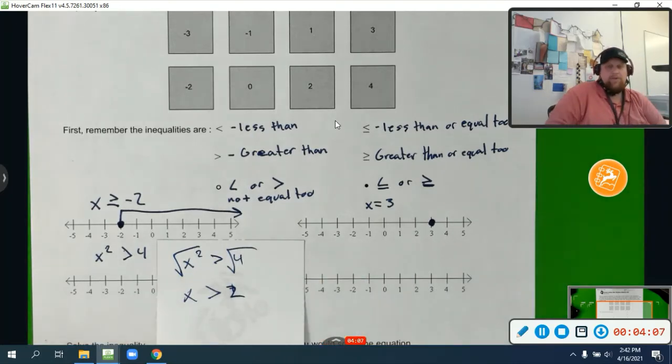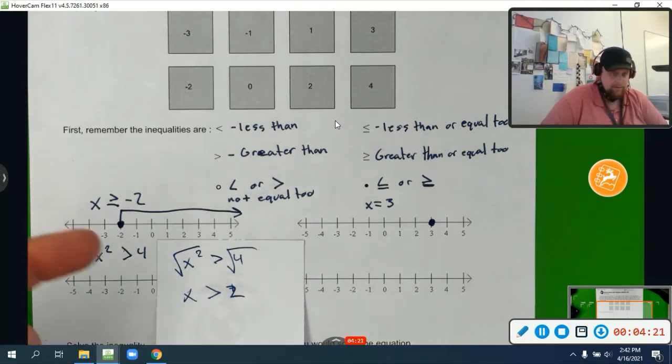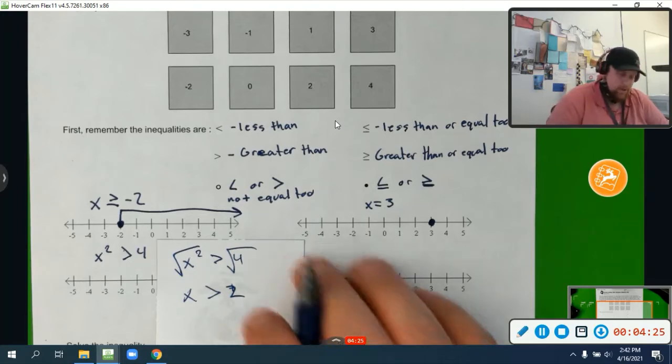But I have a question for you. What if I use -2? Isn't -2 squared also positive 4? Isn't -3 squared positive 9? So that's greater than 4. See how that works? So we're going to talk about this.